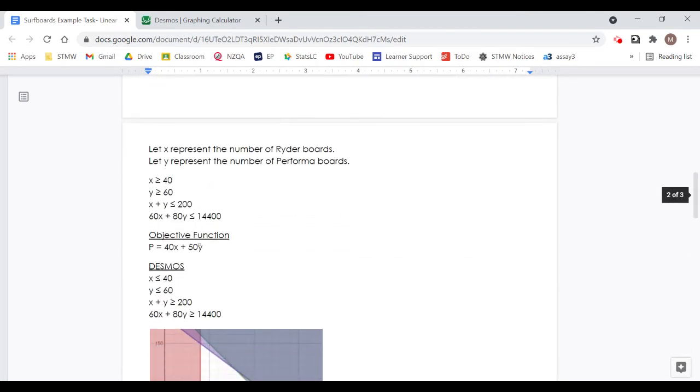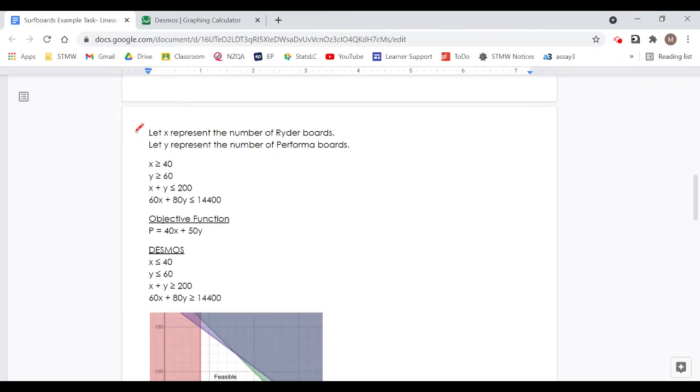But below, this is an example of how you'll write this out. Let X represent the number of rider boards, let Y represent the number of performer boards. And you want to be specific there, not just say let X represent rider boards. What about the rider boards? Is it the cost? In this case, it's the number of each of our boards.